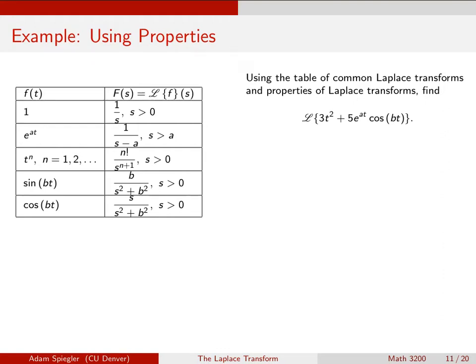Okay, in this video, we are going to use the properties of Laplace transforms along with a table of some common Laplace transforms to evaluate the Laplace transform of the function 3t squared plus 5e^(at) cosine of bt.